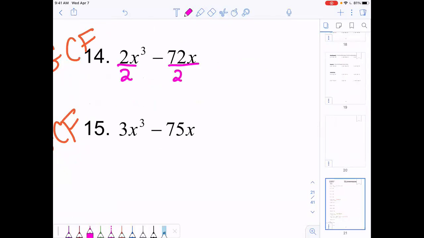Definitely the 2. And if you notice, they each have something else in common. Jason, what do they also have in common? An x, yeah. So for both of these, you gotta be a little careful. It's actually gonna be 2x for each of these. When you take out the 2x, you'll end up with 2x times x squared minus 36.